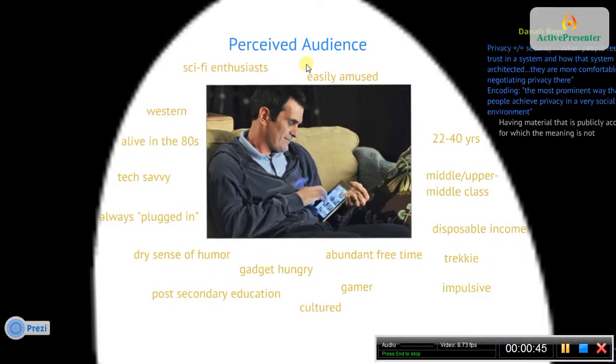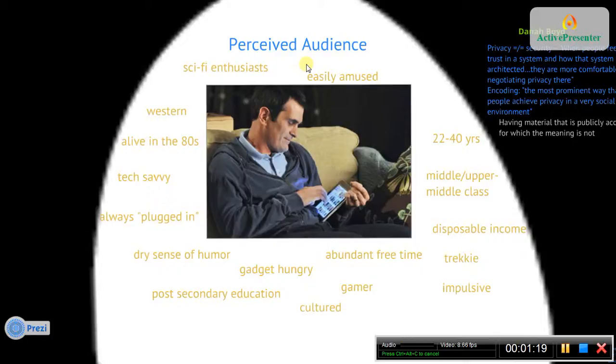Their perceived audience, I like to think, would probably be something like the father from Modern Family. It's an easily amused, young to middle age male, upper middle class person with disposable income who has an abundance of free time, who likes gadgets, always turned on, always plugged into their devices, who's tech savvy and was alive in the 80s to get most of the humor.